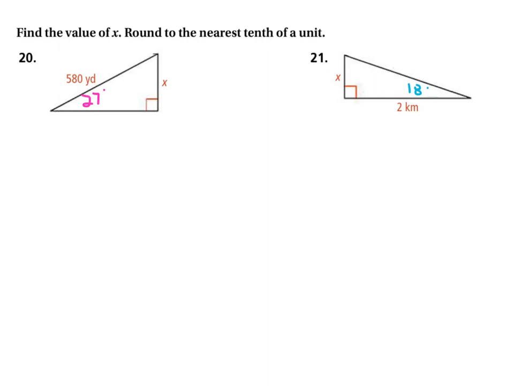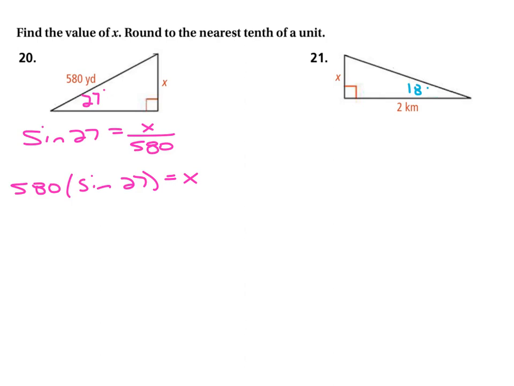So let's do it. For this 27-degree angle, you've got the opposite side that you're looking for, and you've got the hypotenuse as a given. So opposite and hypotenuse is sine. So you say sine of 27 equals opposite x over 580. And if we multiply both sides by 580, you'd get 580 times sine of 27 equals x. And you can type that in your calculator just as is.